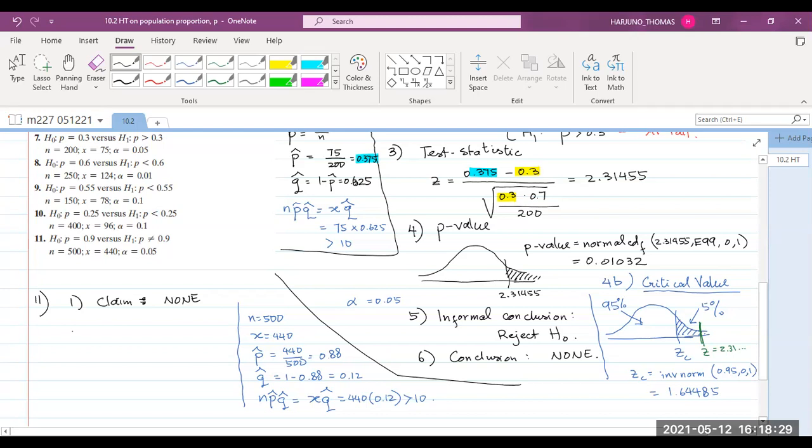Okay, step 2, hypothesis. Null hypothesis, p equals 0.9. Alternate hypothesis, p is not equal to 0.9. Now, because it says not equal to, it can be more than 0.9, can be less than 0.9, then we know it is two-tailed. What happened? I want to get the red color. That's two-tailed.